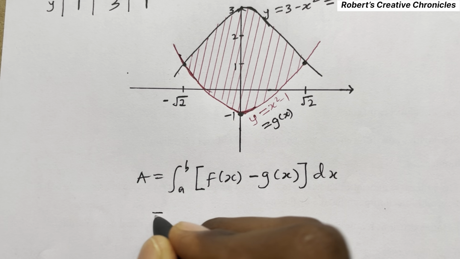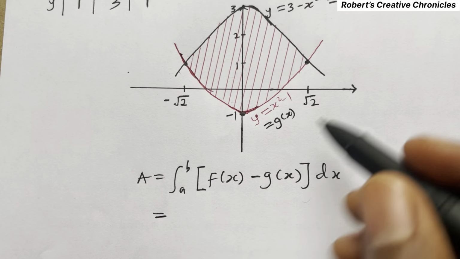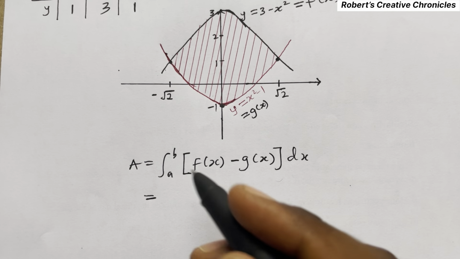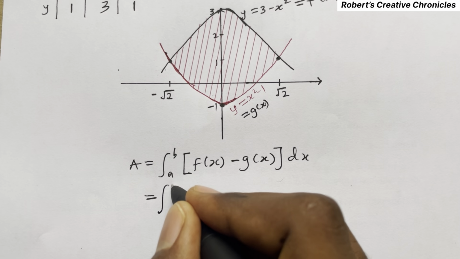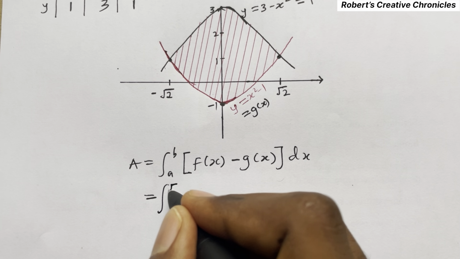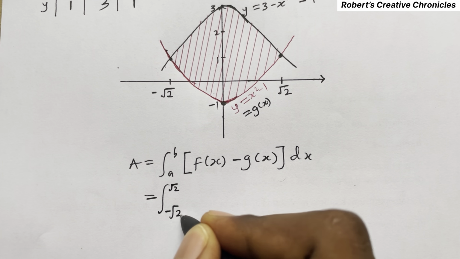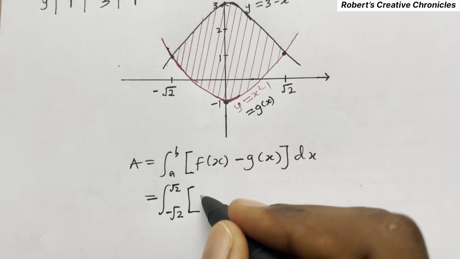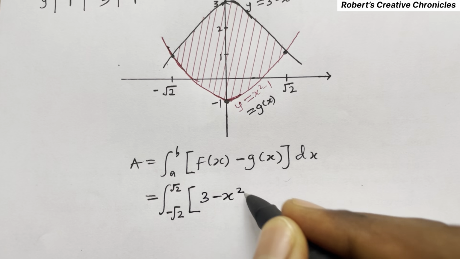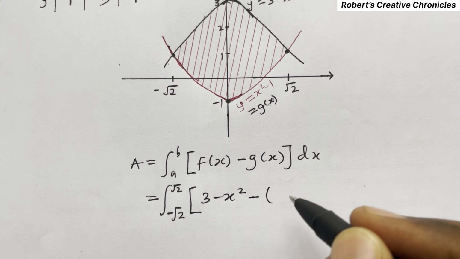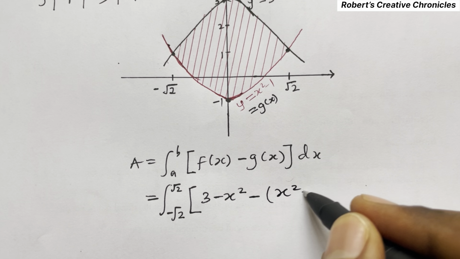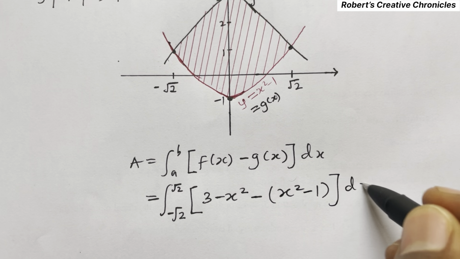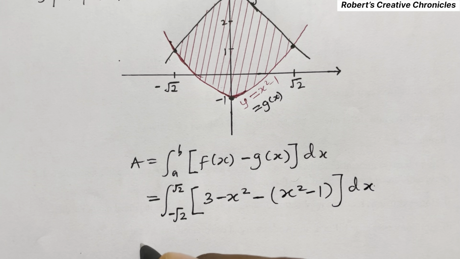So now we can proceed. And this is the upper and the lower limit. This is b and this is a. So now this becomes what? Root 2 over negative root 2. F of x is what? Is 3 minus x squared. Then minus g of x is what? X squared minus 1, dx.